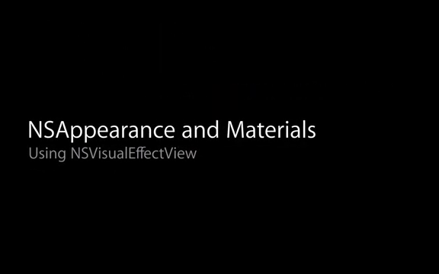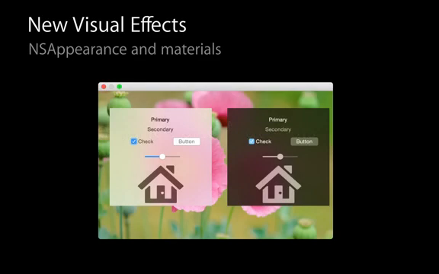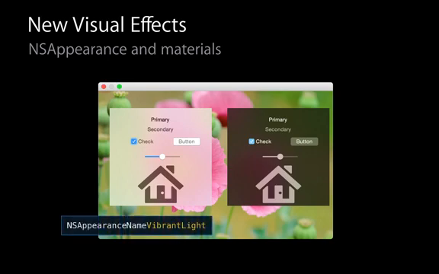So that was discussing some of the basic properties of visual effect view. Now let me discuss how to set the material and how it works with NSAppearance and visual effect view itself. As Chris mentioned, here are two screenshots showing two different appearances.